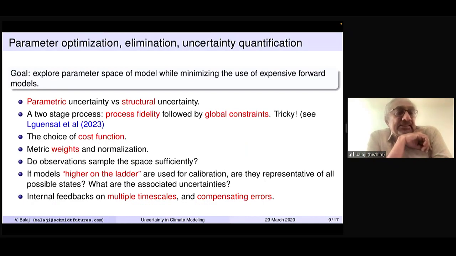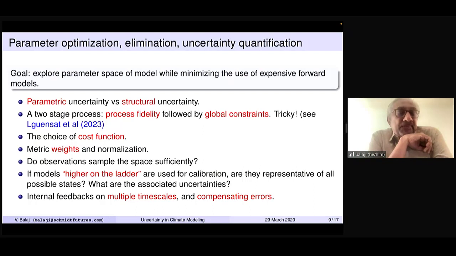There are several steps to it. Let's say there's a certain number of parameters that you're using to parameterize high resolution processes in your model. You have to do three things. You have to find good values of those parameters, or at least eliminate bad values of those parameters, and you must quantify the uncertainty. These are the three things you must do.